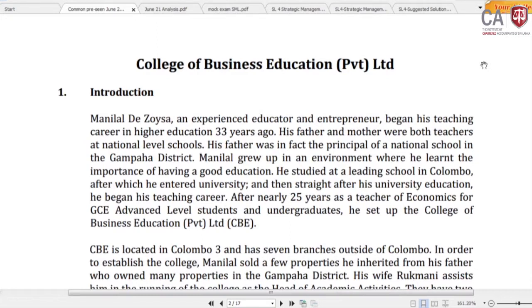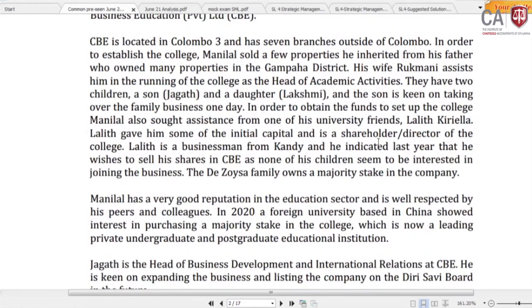Here they have given a company, College of Business Education Private Limited. If you look at the introduction, this was started by Manilal D. Soisa, and he was a teacher for A-level students. He started this education institute. He is a graduate, and he lectured economics subjects for 25 years for the A-level students. After that, he established this College of Business Education. This particular institute, CBE, is located in Colombo 3, and they have 7 branches outside Colombo.